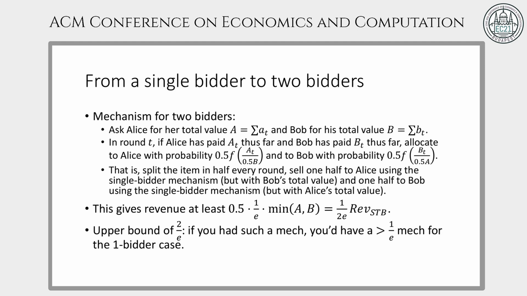But this also allows us to directly reduce this mechanism to the analysis of the single bidder mechanism, and we can show pretty easily that this gives revenue at least half of what you would get from the single bidder mechanism, which is a 1 over 2e approximation to the selling-the-welfare benchmark. And via similar logic, you can show an upper bound of 2 over e. In particular, if you had a mechanism which had a better competitive ratio than 2 over e, you could convert that mechanism into a mechanism with a better than 1 over e competitive ratio for the one bidder case, which we know does not exist.